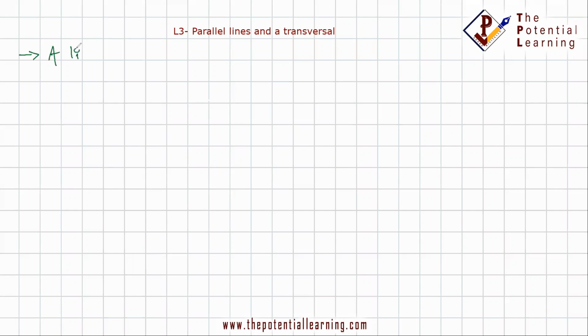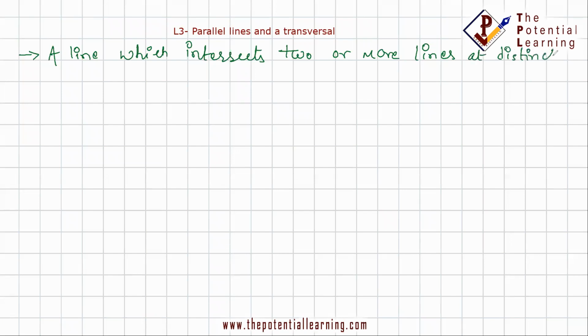तो a line which intersects two or more lines at distinct points is called a transversal. Okay, so let's see what is it.